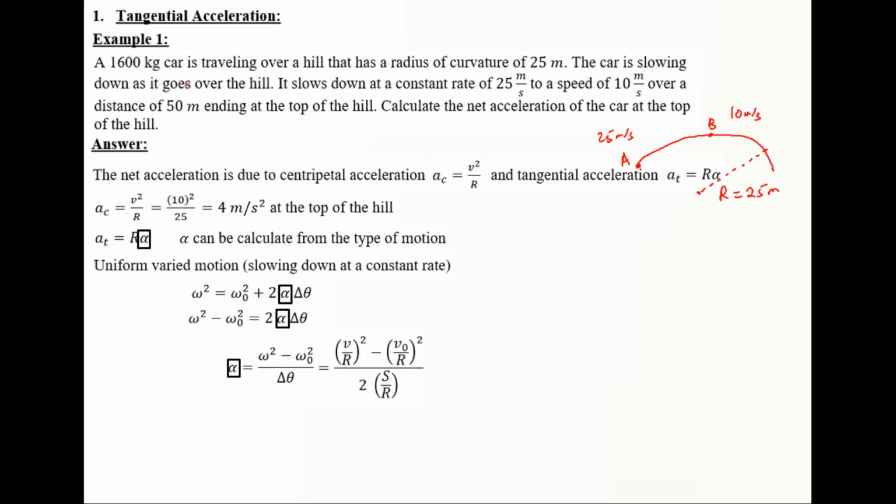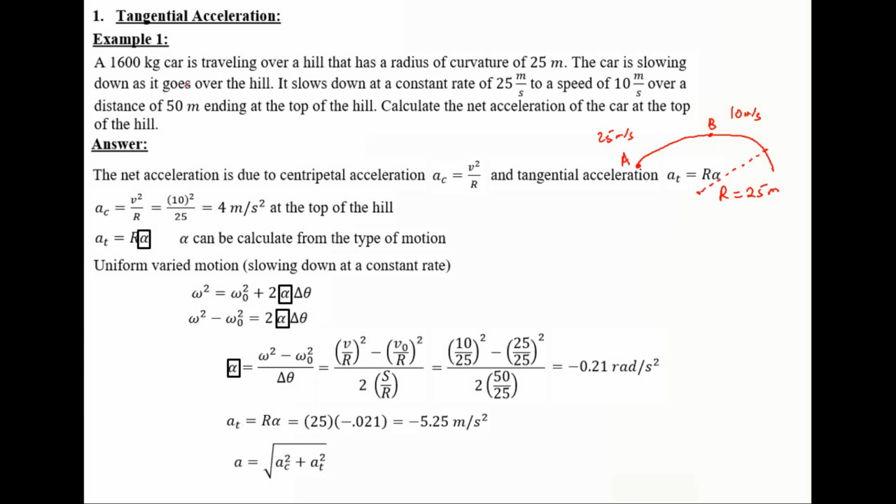Then plugging in all the ingredients and the numbers, we would get that alpha is minus 0.21 radian per second squared. Why negative? Because it's slowing down. Now this can be replaced in the tangential acceleration, and we would have a value of minus 5.25. They're not asking for a_c or a_t, they're asking for the net acceleration, and it can be determined using the Pythagorean sum, and eventually we end up with an acceleration of 6.6 meters per second squared at the top of the hill.